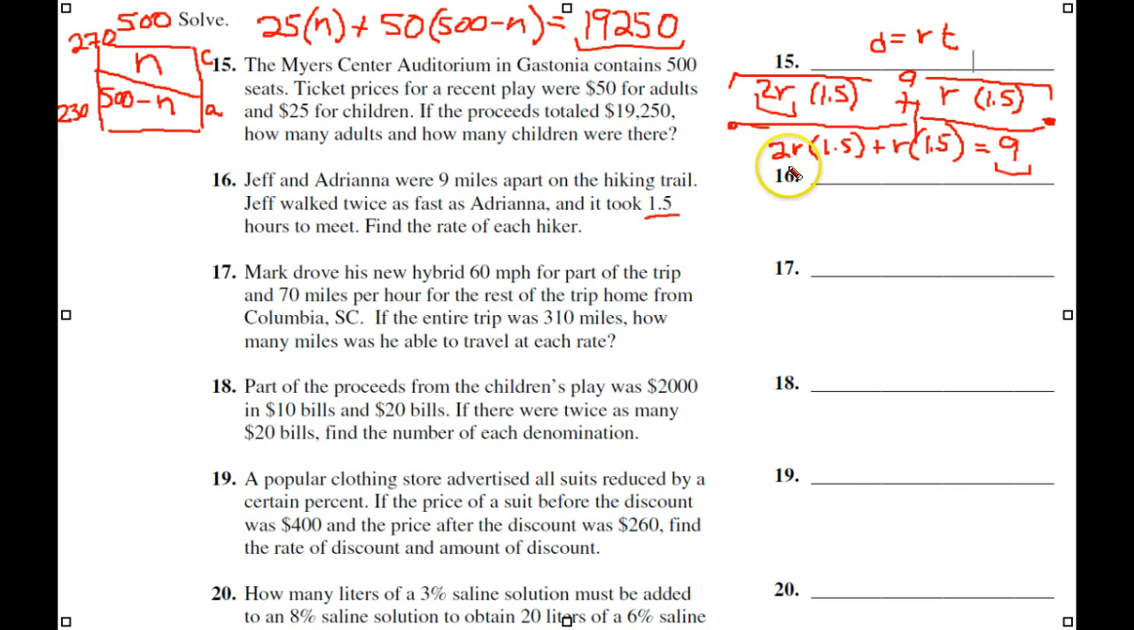What are they asking here? Find the rate of each person. So again, you multiply this. This is going to be 3r plus 1.5r equals 9. This then becomes 4.5r equals 9. R is 2. So the slow rate is 2 miles per hour, and the fast rate, just double it, is 4 miles per hour. Okay.